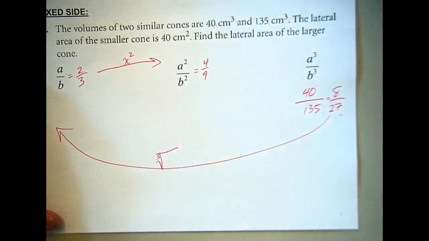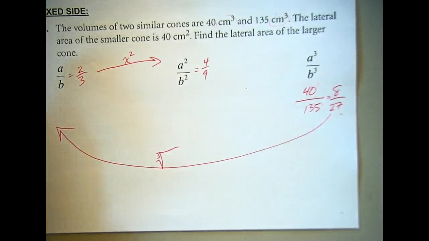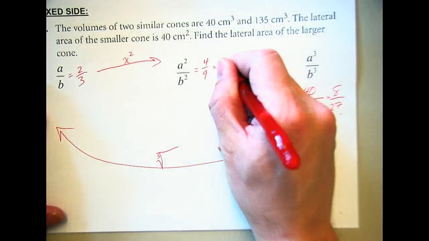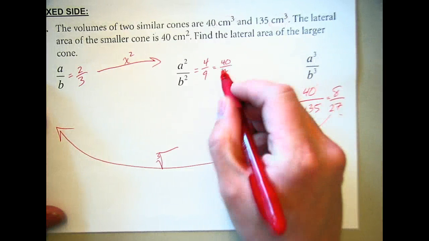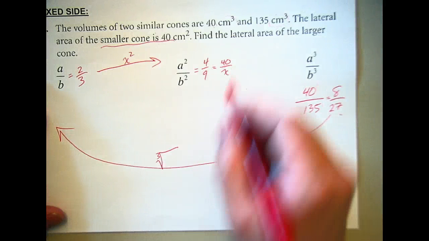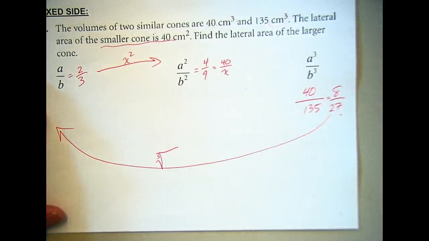What do we do from there? We've got Amy. What do you got? You do 4 over 9 equals 40 over x. Good. 40 over x. Is this the smaller? Yep. Good. Smaller. So make sure we put it in the right spot. Good. Okay, from there we've got Bree. What do we do?